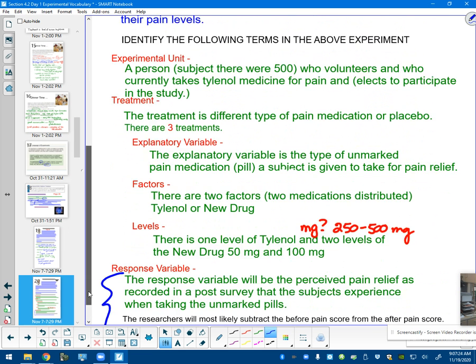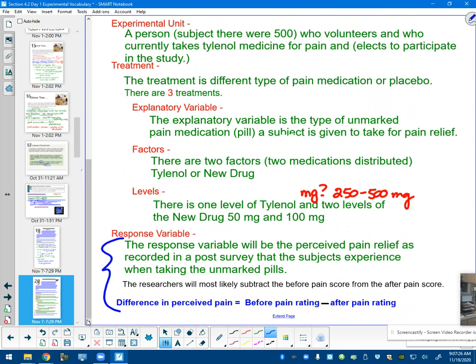Let's see what I put if I did it this way. It said, the response variable will be the perceived pain relief as recorded in a post-survey that the subjects experienced when taking the unmarked pills. The researchers will most likely subtract the before pain score from the after pain score, hoping that it is lower and positive, right? I was at a 10 and now I'm at a 3. That's a pain relief of 7. Not going the other way.